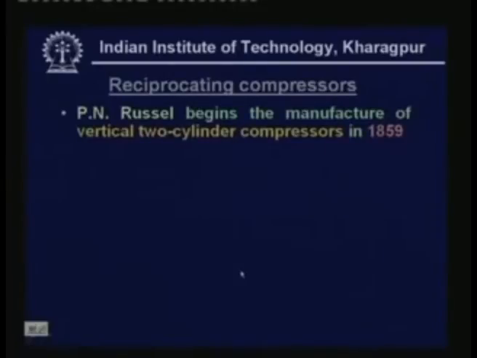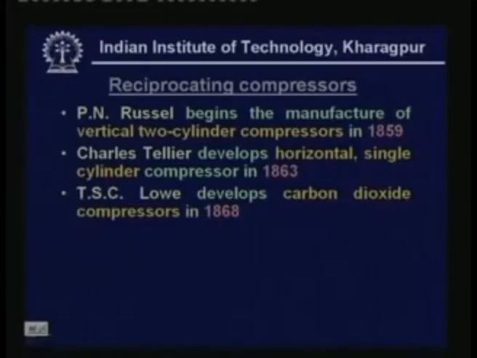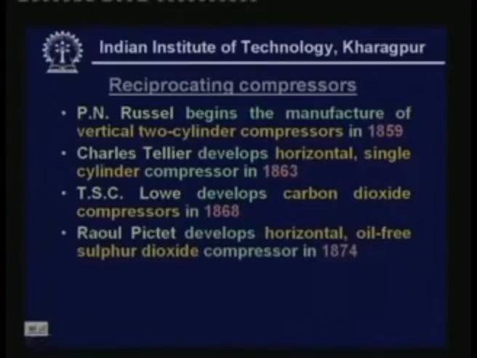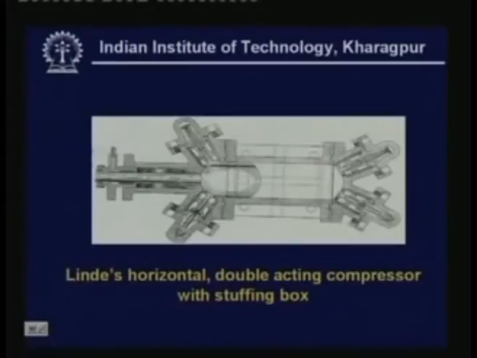P. N. Russell began the manufacture of the first vertical two-cylinder compressor in 1859. So this is the first commercialization of compressors, and as the name implies, it is vertical and it had two cylinders. Charles Tellier developed a horizontal single-cylinder compressor in 1863. T.S.C. Lowe developed a carbon dioxide compressor in 1868. Raoul Pictet developed a horizontal oil-free sulfur dioxide compressor in 1874, and Linde introduced a horizontal double-acting compressor in 1877. So this shows a picture of Linde's compressor.